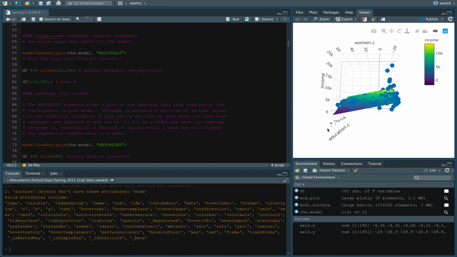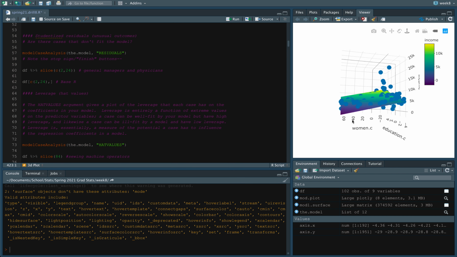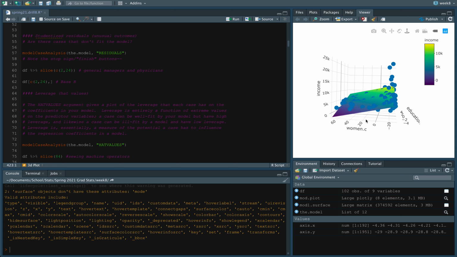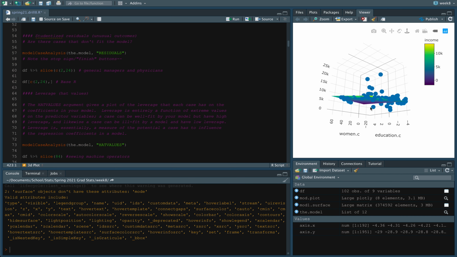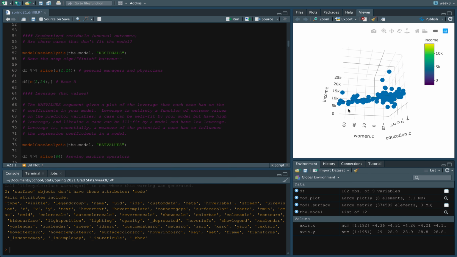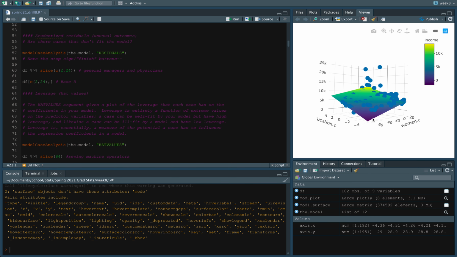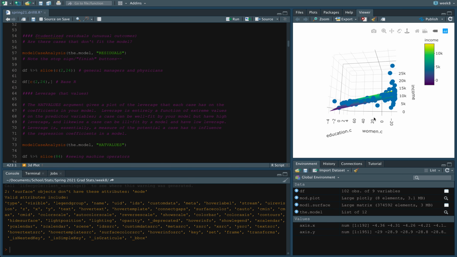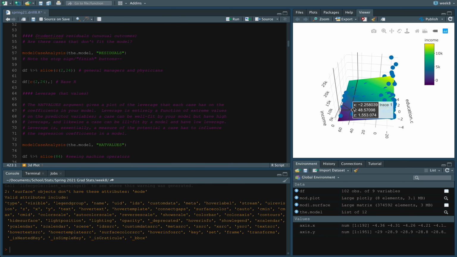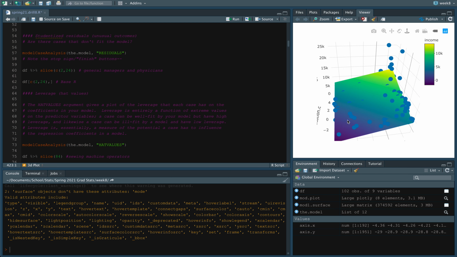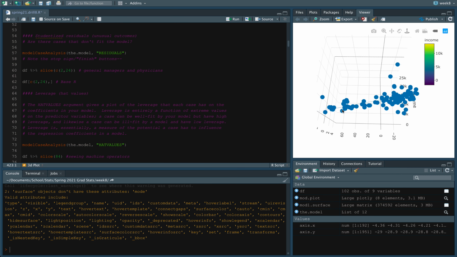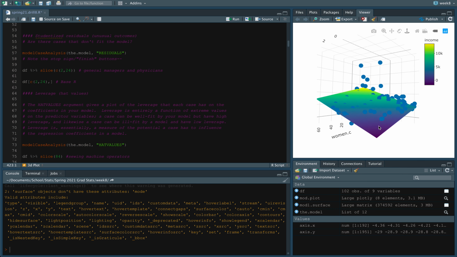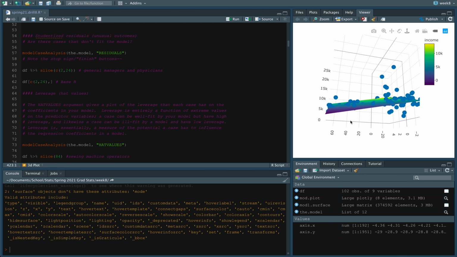So given this model, you wouldn't really expect there to be such a high percentage of women and such a low education. That's unusual, it doesn't really fit well with the other cluster of data. So that's what we're talking about when we say it's an unusual combination of predictors. It just doesn't really hang with the others.